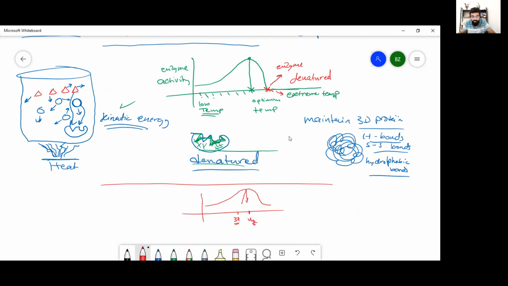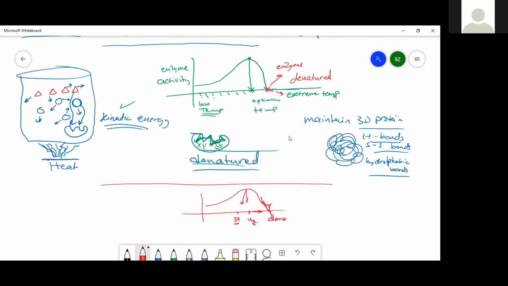Now, more than 40, what will happen to your body enzymes? They denature. Not suddenly, but slowly. They slowly denature, slow down, until they are denatured, dead.